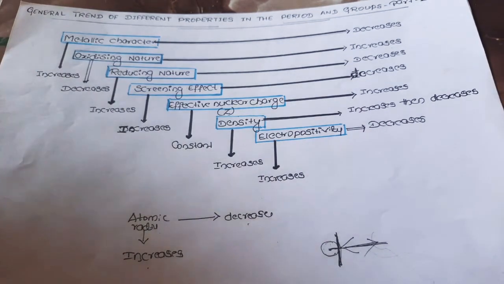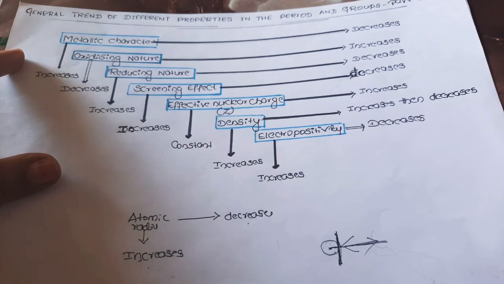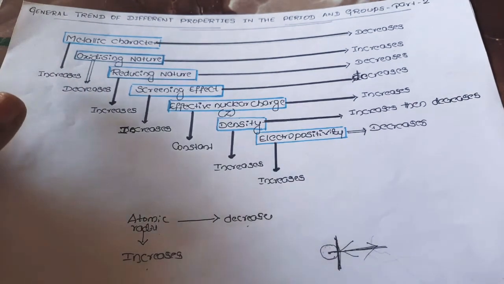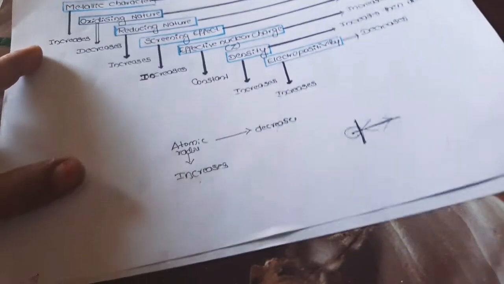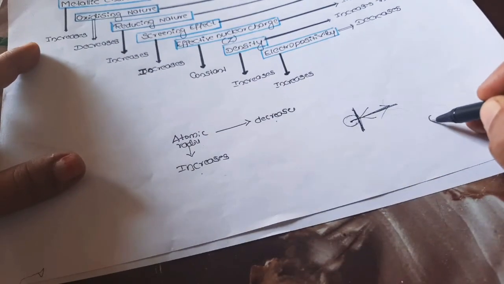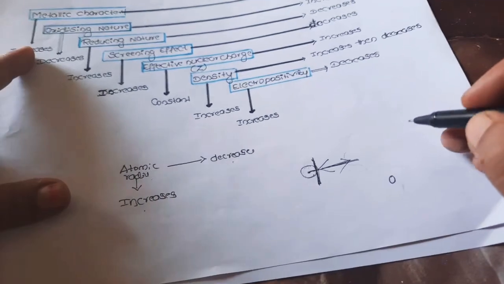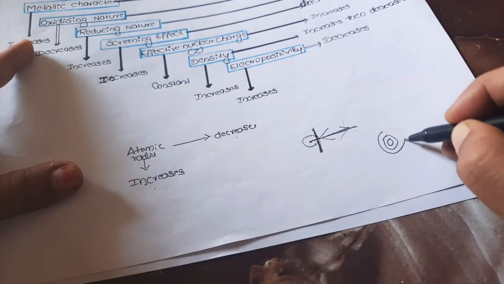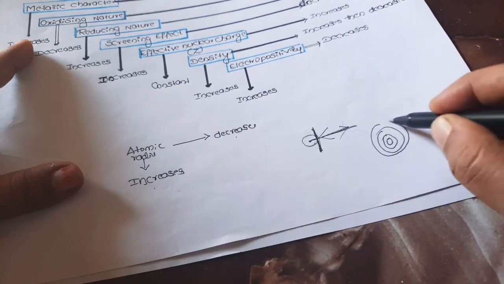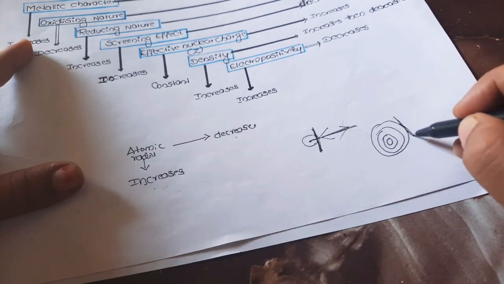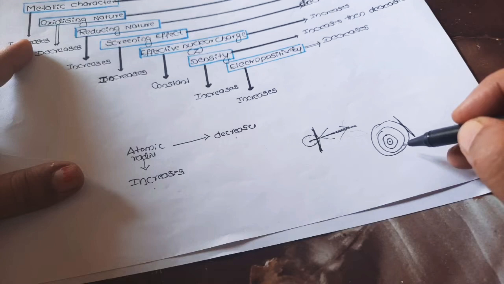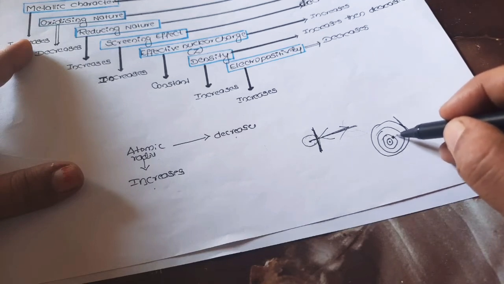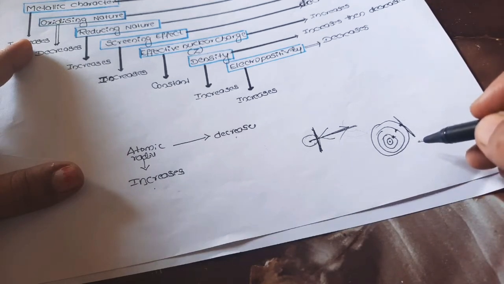The next property is called the screening effect, which can also be known as the shielding effect. What do you mean by screening effect? Here you can see we have a nucleus, and we have a number of shells like this. Here is a valence electron. Here we have a nucleus, dear students. In between there exists a number of electrons, right?